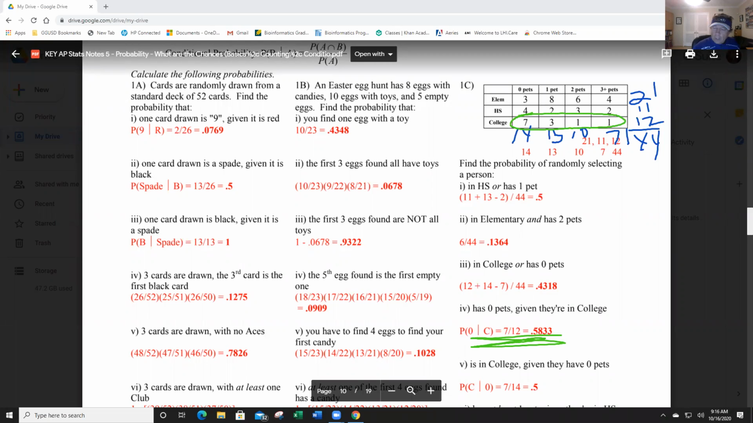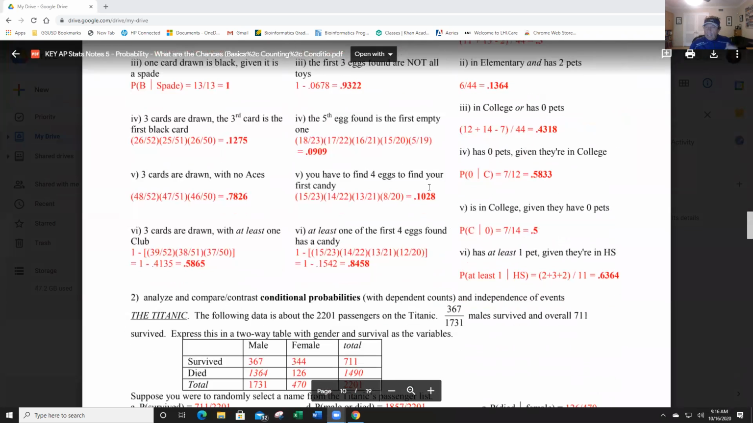And I'm going to slip this one in before I go to the last one. Is in college given they have 0 pets. That's different. Let me change colors on that so you can see this differently. Is in college given they have 0 pets. Given they have 0 pets, what are the chances they're in college? 7 out of 14 or 1/2.